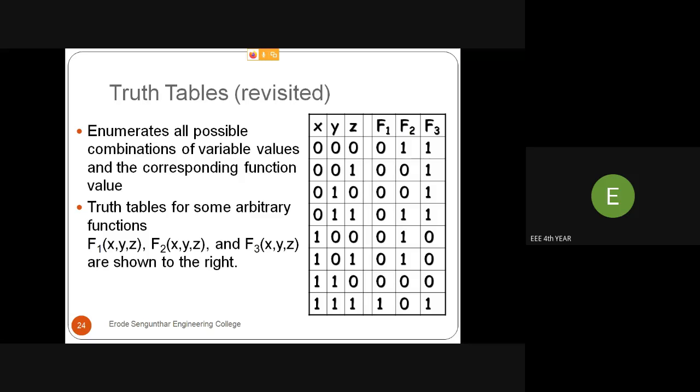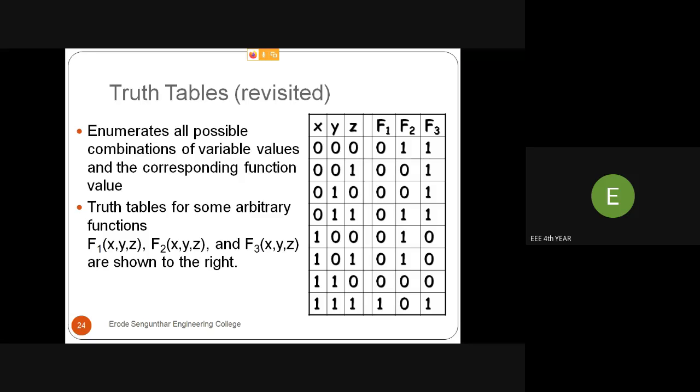So we have 8 possible combinations: 000, 001, 010, 011, 100, 101, 110, 111, up to triple one for 3 inputs. For 4 inputs, we have 16 possible combinations. 2 power 4 is equal to 16.